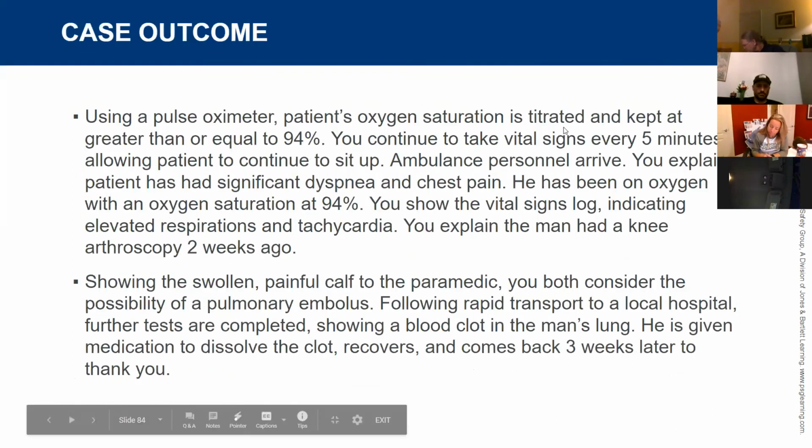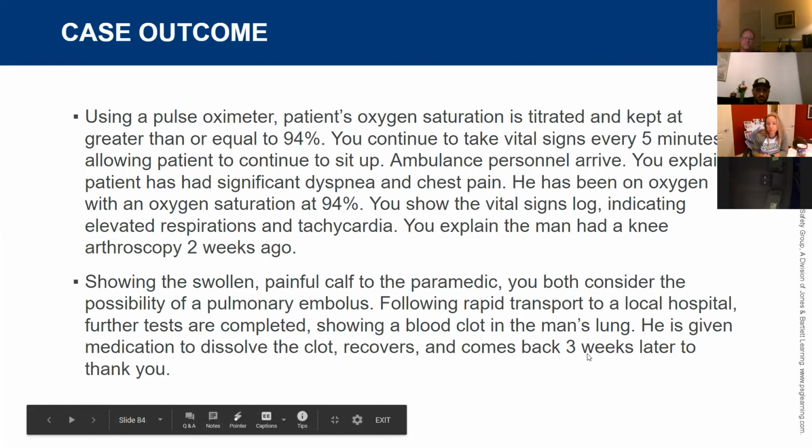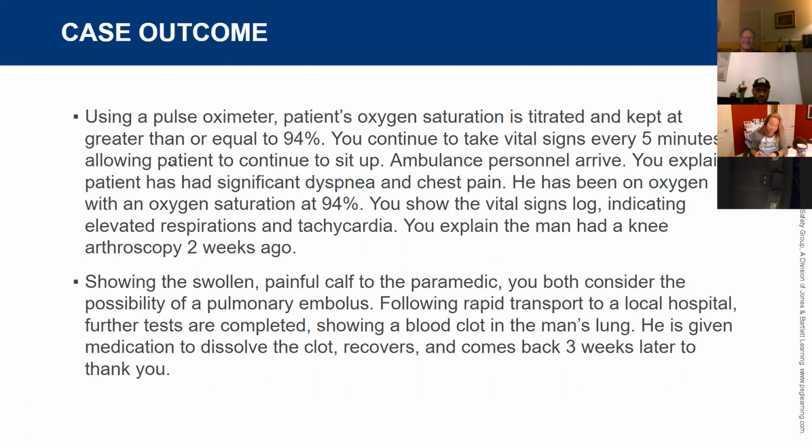So you titrate their O2 sat up to 94 or better. Continue to take vitals every 5 minutes, allowing the patient to sit up. Ambulance personnel arrive. You explain the patient had significant dyspnea and chest pain. He has been on oxygen with an O2 sat of 94. You show the vital signs indicating tachypnea and tachycardia, and that he had knee arthroscopy 2 weeks ago. Showing the swollen, painful calf to the paramedic, you both consider the possibility of a pulmonary embolus. Following rapid transport, further tests are completed, showing a blood clot. He is given medication and recovers. All right, and then he comes back 3 weeks later to thank you. How nice. Happy ending.